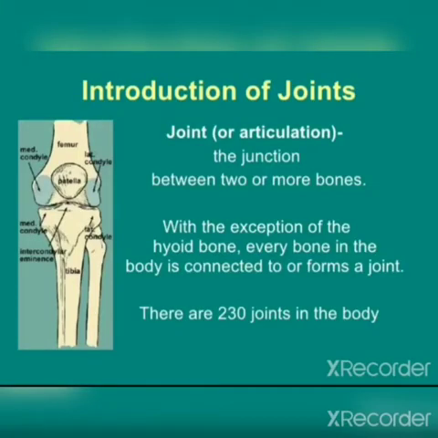Introduction of joints. Joints, or articulation, are the junction between two or more bones, with the exception of the hyoid bone. Students, do you know where the hyoid bone is present? The hyoid bone is present in our tongue. Every bone in the body is connected to or forms a joint. There are 230 joints in the body.